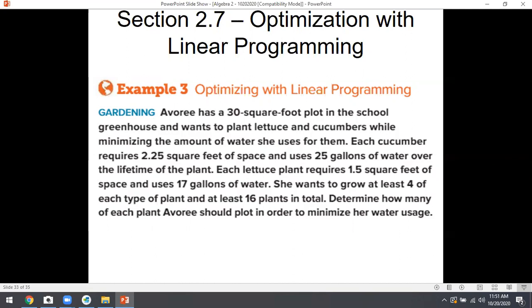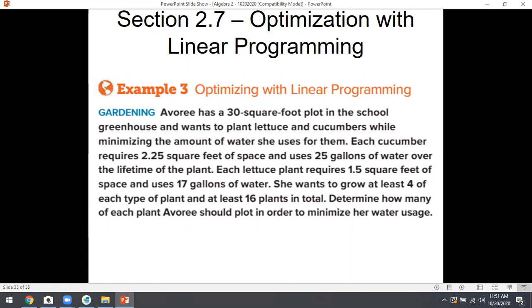Other stuff they're talking about. What are they talking about besides square feet? They're all talking about gallons of water, right? Let's start with the gallons of water. So each cucumber uses 25 gallons of water. So 25C will be how much water is used for the cucumbers. Also, each lettuce plant requires 17 gallons of water. So 17 times how much lettuce I got, that's how much water is used by those. Together, that will be the total amount of water that is used.